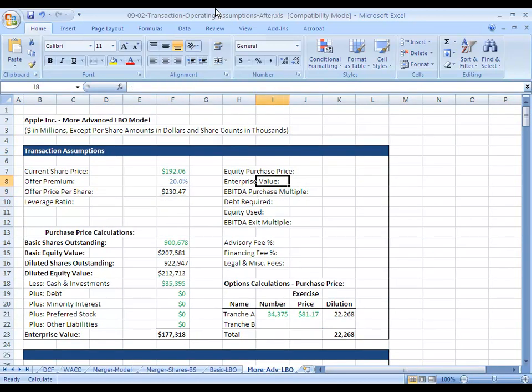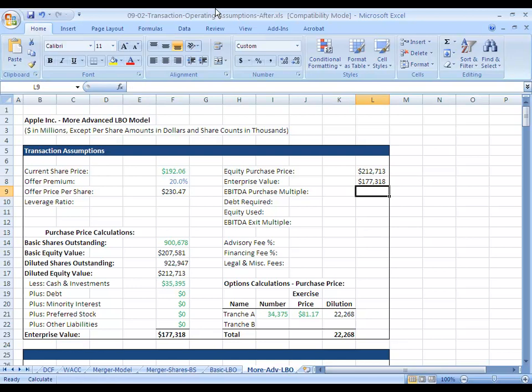So we have that. Now for the equity purchase price, once again, I'm just going to link to our diluted equity value. This, remember, is based on the purchase price of 230, not the share price of 192. Now the enterprise value, I'm going to go to the bottom here under purchase price calculations.